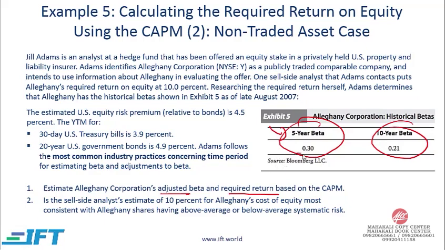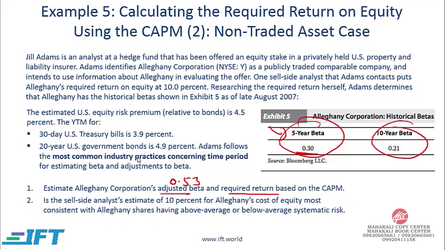So you use 0.3, and then to do the adjustment, you do 2/3 into 0.3 plus 1/3 into 1, and what you will then get as your adjusted beta is 0.53. And then what is the required return? Using CAPM, you have a risk-free rate of 4.9%.